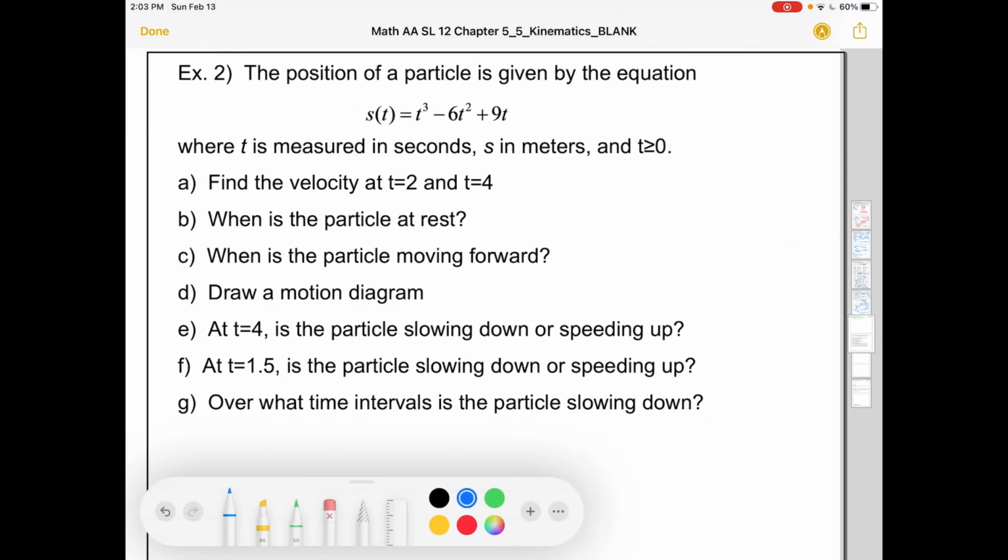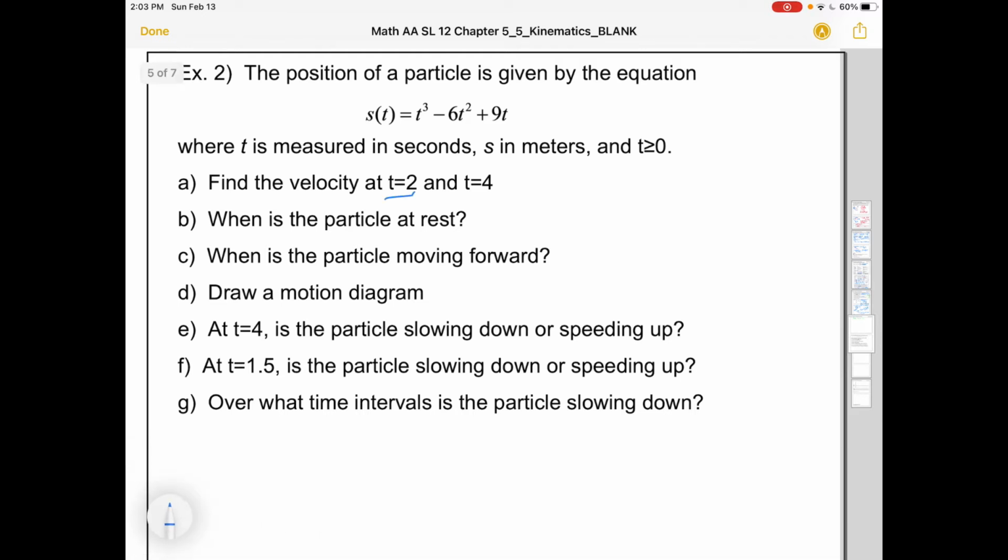Let's do another one where we have a cubic to work with. So we've got the same sort of setup. This time it's in meters. Time has to be positive or 0. And it asks us for the velocity at t equals 2 and t equals 4. That word "at" lets us know that it is instantaneous velocity.